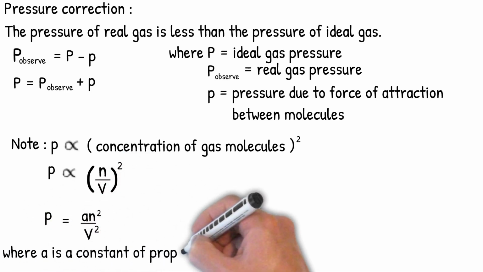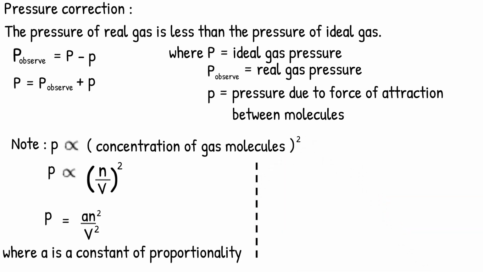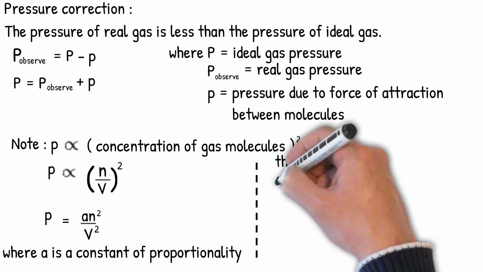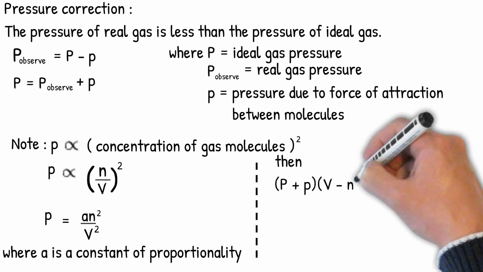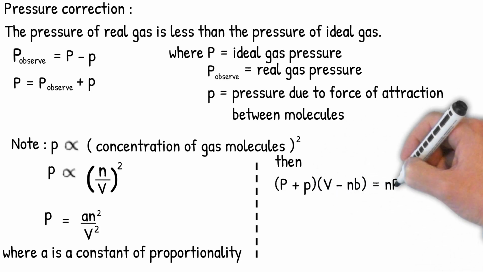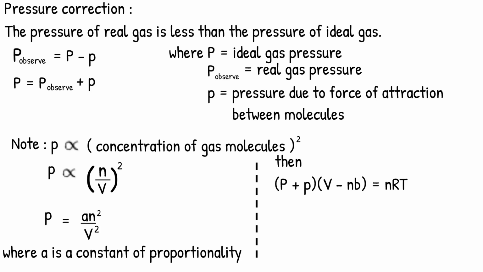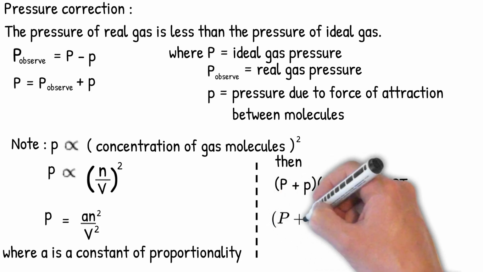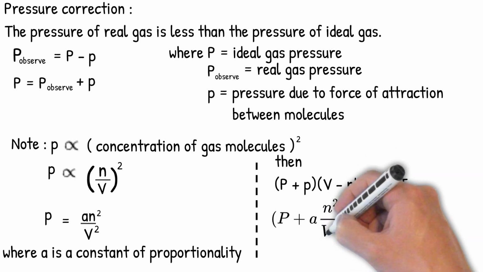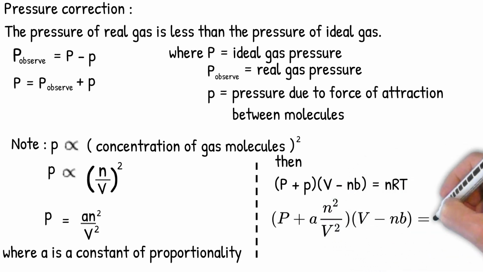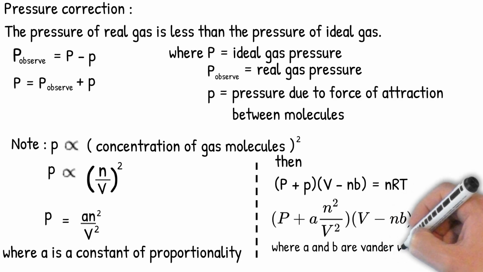Then by correcting the ideal gas equation, it becomes (capital P plus small p) times (V minus nb) equals nRT. Then the Van der Waals equation becomes (P plus an² divided by V²) times (V minus nb) equals nRT, where a and b are Van der Waals constants.